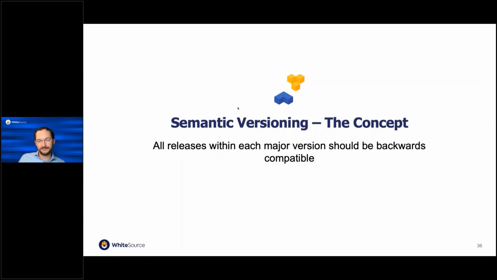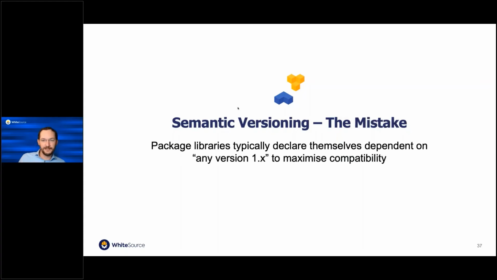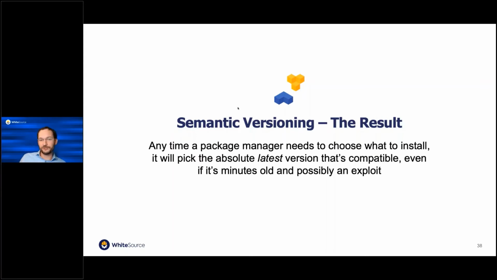So the concept is great. We say all releases within a major version should be backwards compatible. This is a great idea. The mistake is to declare your dependencies as dependent on any version 1.x. Because if you know version 1.x should be compatible, you think, yeah, I'll use any version 1.x. It's like an automatic upgrade. So the problem is, as soon as there is a malicious 1.x, you've got it, because you said use any 1.x. The result of this is that any time a package manager needs to choose what to install, it will pick the absolute latest version that's compatible, even if that version is minutes old. Even if it includes an exploit, you've got it, if you're unlucky.